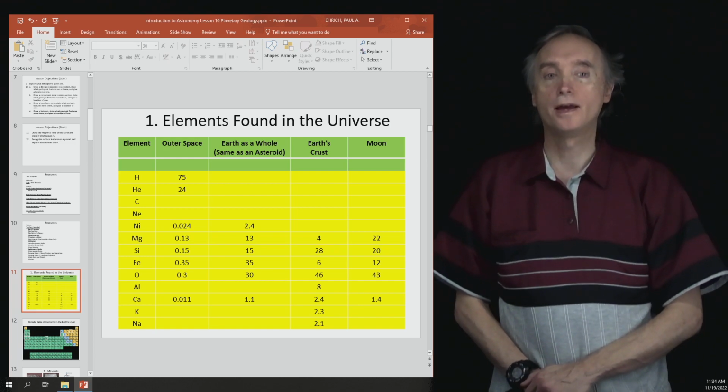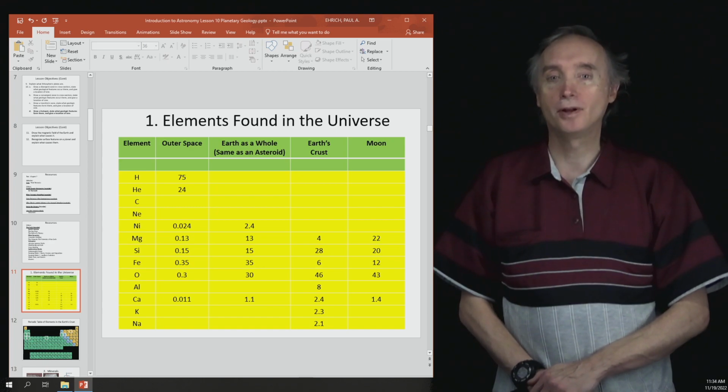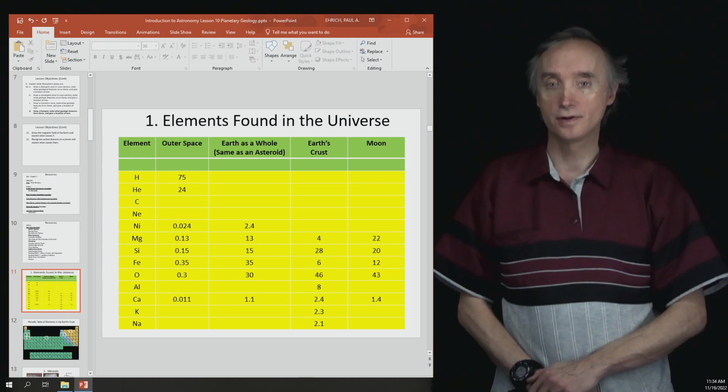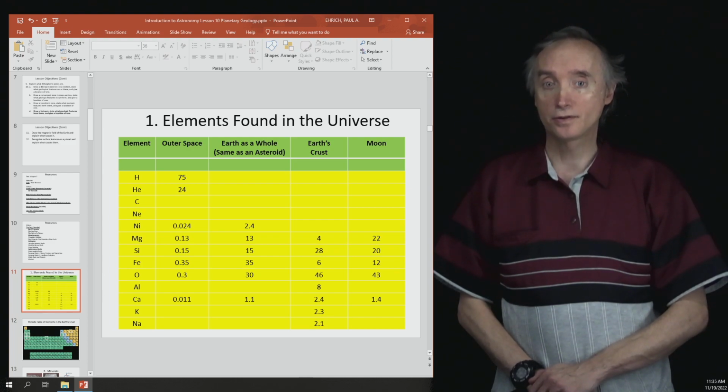Okay, I'm back, and now we're going to begin our introduction to geology by explaining what elements are found in the universe. If you look in that first column, it shows you the main elements that you would find in outer space. Just looking at those numbers, those are percentages. What would you say are the two most important elements that you find in outer space?